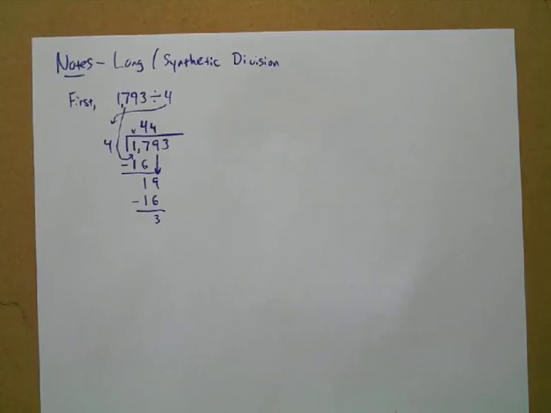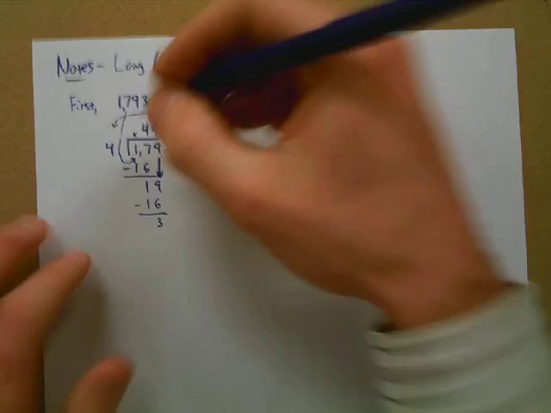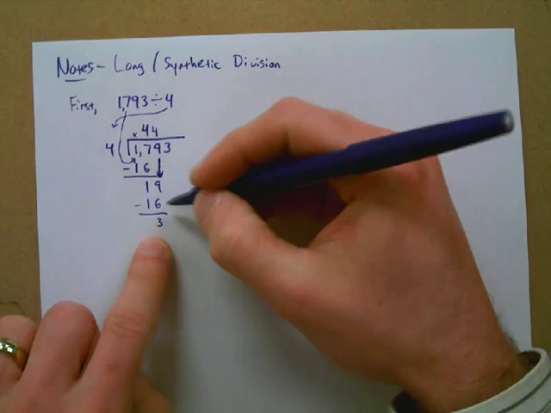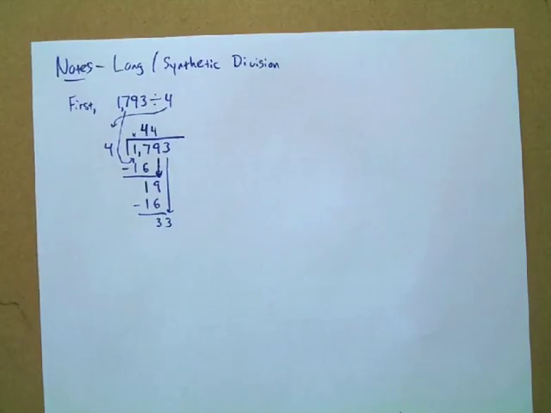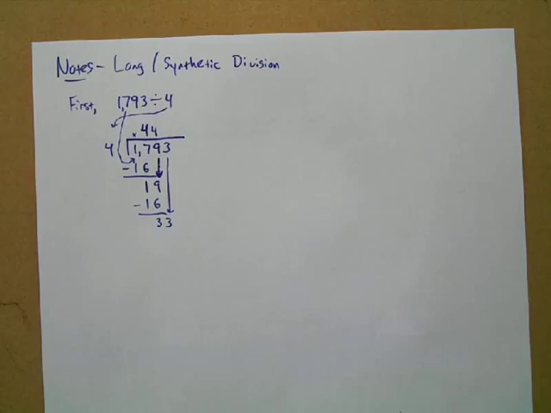So we got 3 now. Again, 3 can't be divided by 4 anymore because there are no more 4s in 3. So we drop the 3 down, and we get 33. And now, what times 4 can get us close to 33?